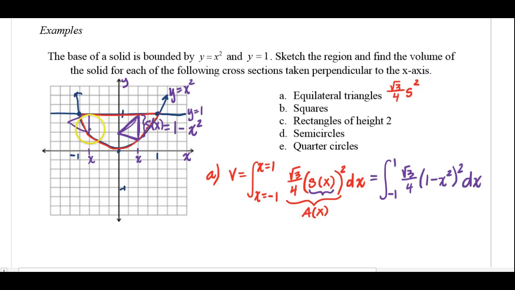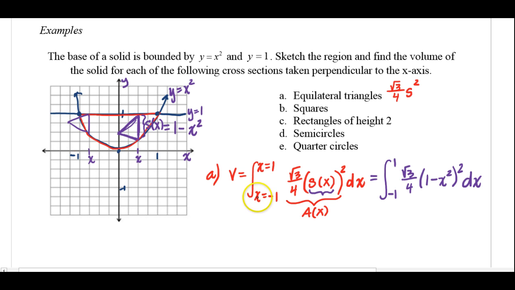But notice that the length of the side is still top minus bottom, so 1 and then minus the bottom of this is x squared. And we want to be careful too and make sure that our function is in terms of x, so that our entire integral has the same variable throughout. And we'll see why as we get to horizontal cross section.